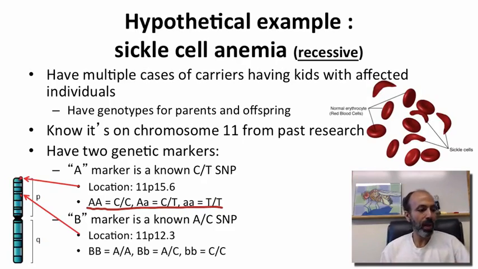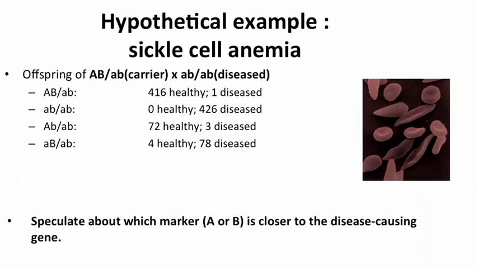So let's say that you have some data now from the sets of families I mentioned. And this is what the family data looks like. Now again, we have the genotypes just for A and B. We don't know anything about C except by virtue of disease status. Okay? So individuals that are big A, big B, little b, so they're heterozygous for both the A and B markers, 416 of them were healthy and one was diseased. Okay? So most of them tend to be healthy if you're heterozygous for both.